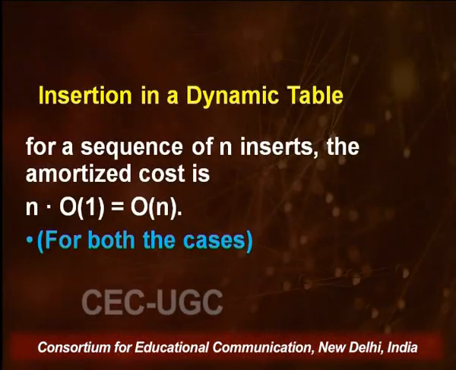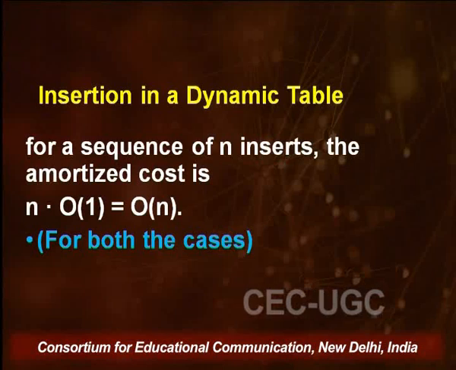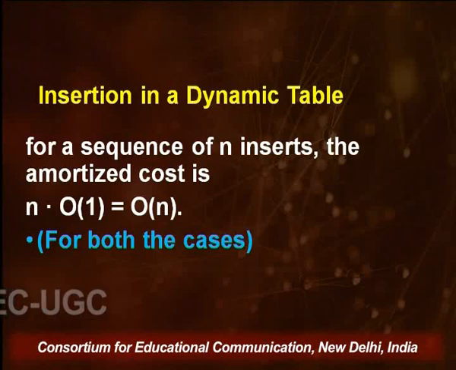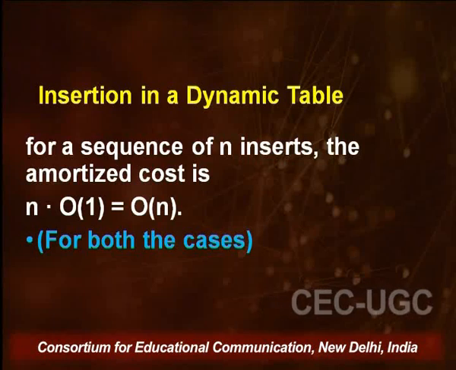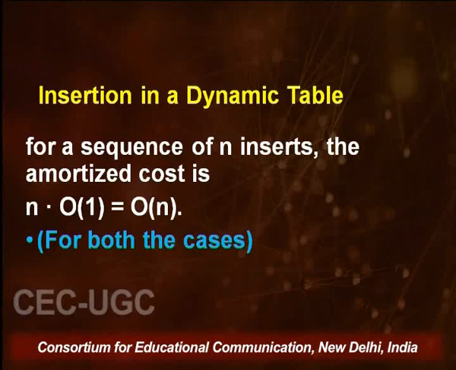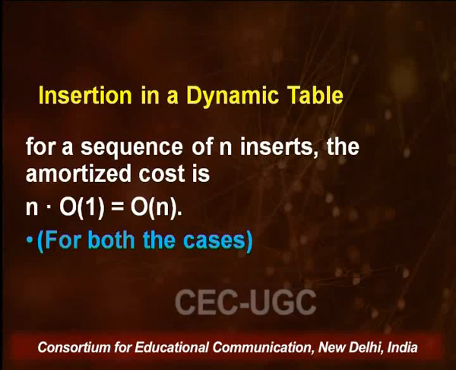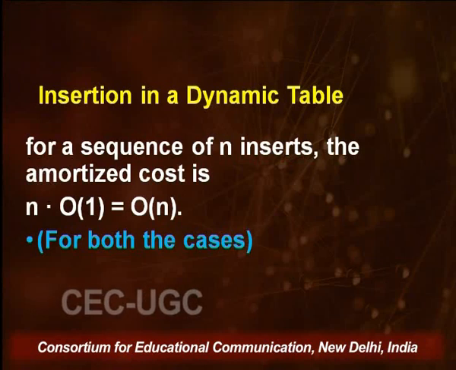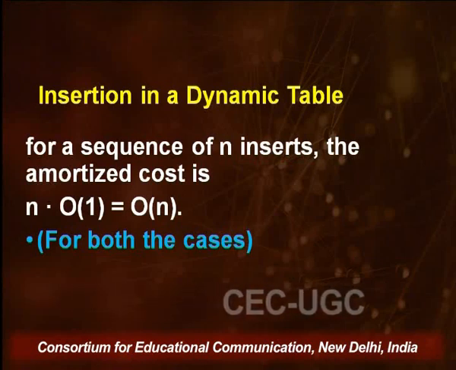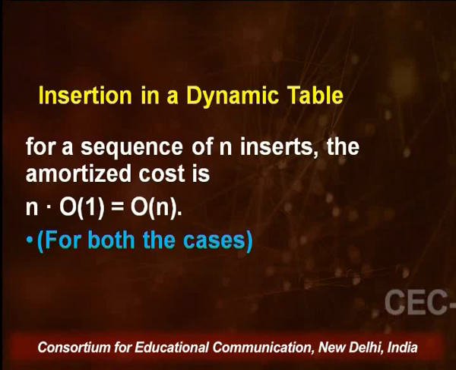background, we have already seen a sequence of n inserts, for which the amortized cost for the whole sequence of n insertions has come up as n into order of 1, which is order of n. So, order of 1 amortized cost for one insert, and if we have n inserts in the sequence which we are performing, then we will have n into order 1, which is order n. And we have seen both the cases here.